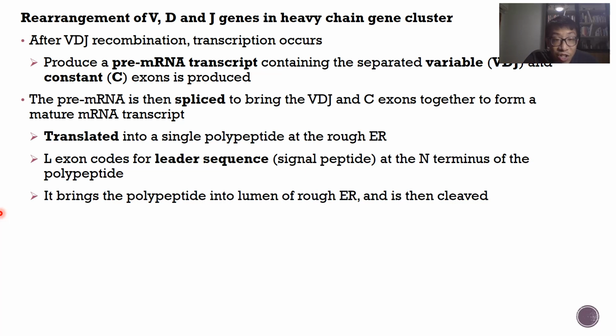So after translation, we will have the polypeptide starting with the leader sequence, followed by the variable domain of the heavy chain, which is coded for by the VDJ exons, and then the constant domain of the heavy chain polypeptide, which is coded for by the C exons.